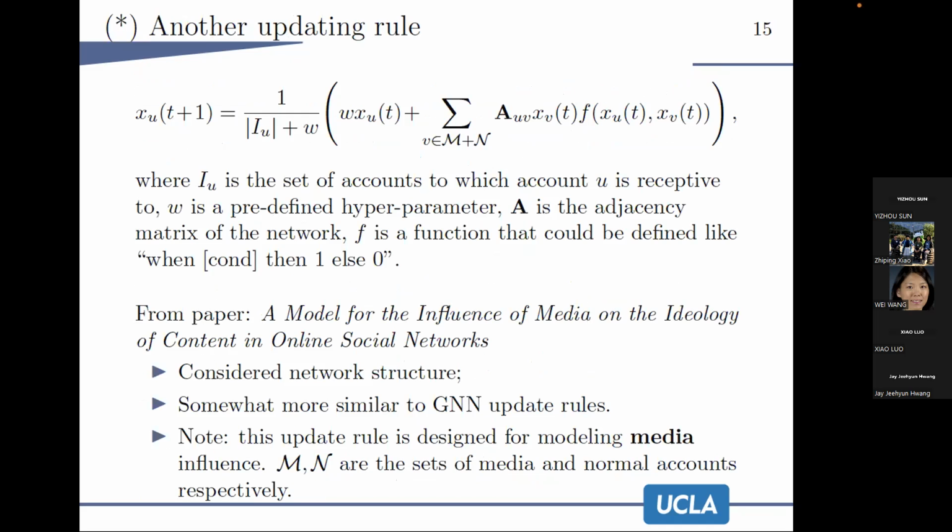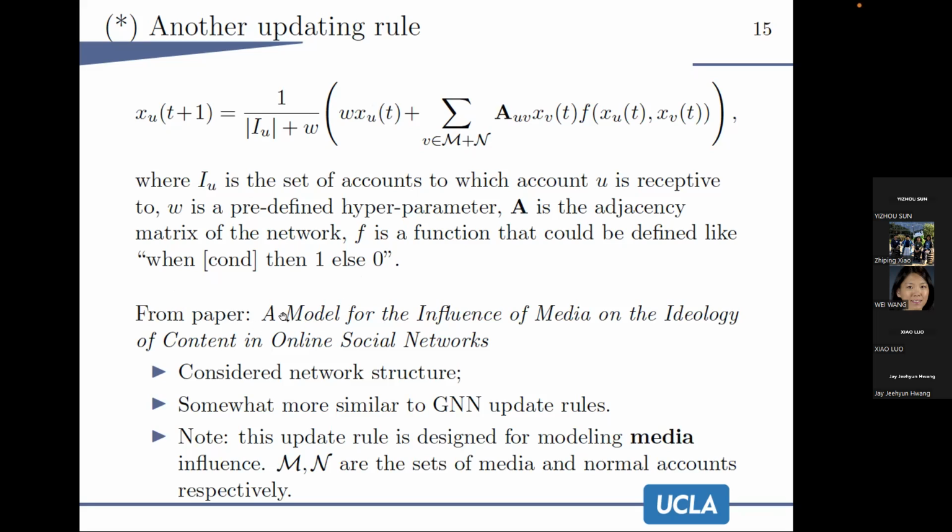But something that I also want to mention is that there is already some existing work along this line that takes the adjacency matrices of a social network into consideration. For example, in this work, I_U is the set of accounts to which account U is receptive, W is a predefined hyperparameter, and A is the adjacency matrix of the network. And F is a function that could be defined like when some condition is satisfied, then it's 1, otherwise it's 0. It's simply something that's controlling how X_V should affect X_U's opinion. And W is a parameter that we already set.